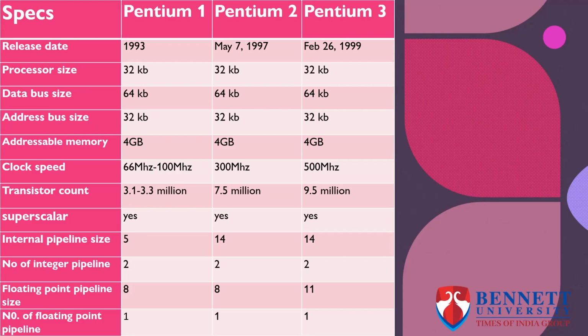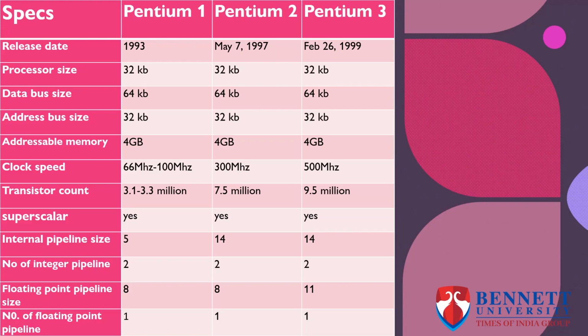Processor size is the same in all these three microprocessors, that is 32 KB. Data bus size is also the same, that is 64 KB. Address bus size is also the same, 32 KB. Also the addressable memory, that is 4 gigabytes, also known as RAM. Now the clock speed of Pentium 1 is 66 MHz to 100 MHz, while it is 300 MHz in Pentium 2 and 500 MHz in Pentium 3.